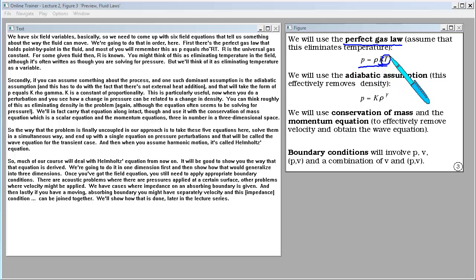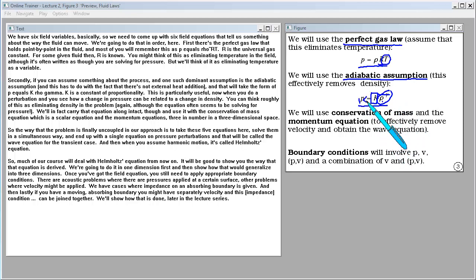Secondly, if you can assume something about the process, and one such dominant assumption is the adiabatic assumption, and this has to do with the fact that there's no external heat addition, and that will take the form of P equals K rho to the gamma. K is a constant of proportionality. This is particularly useful now when you do a perturbation and you see how a change in pressure can be related to a change in density. You can think roughly of this as eliminating density in the problem. Again, although the equation often appears to be solving for pressure.